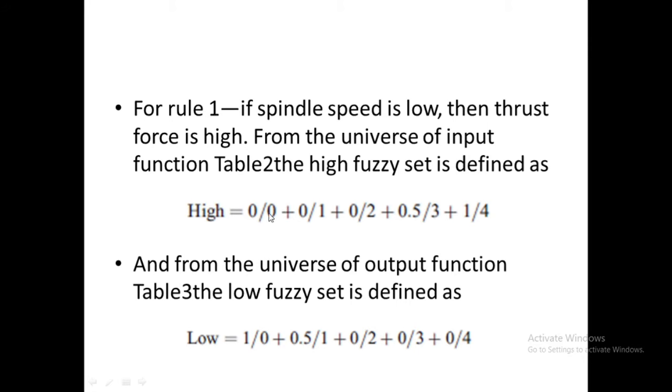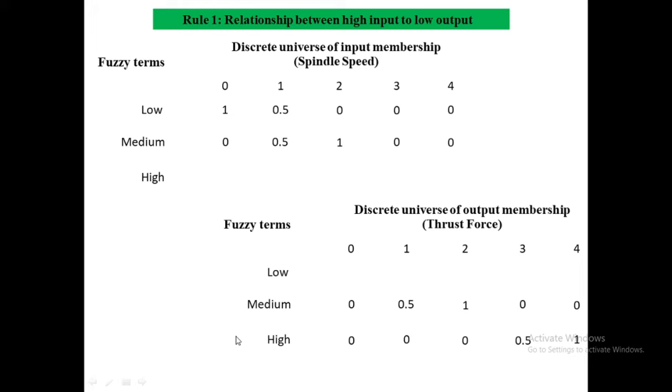For membership function 0, in the high table there is 0. For 1, I assign 0. In 2 there is 0. In 3 there is 0.5. For the fourth universe partitioning of high thrust force, it is 1. Likewise, I arrange the values, and from the universe of output function table the low fuzzy set is defined like this, so that I can frame the models likewise.